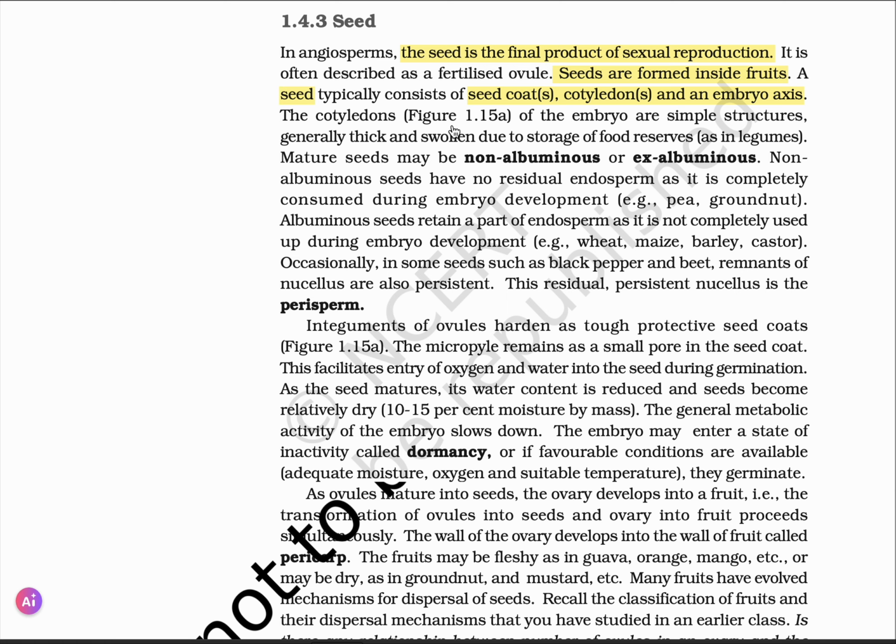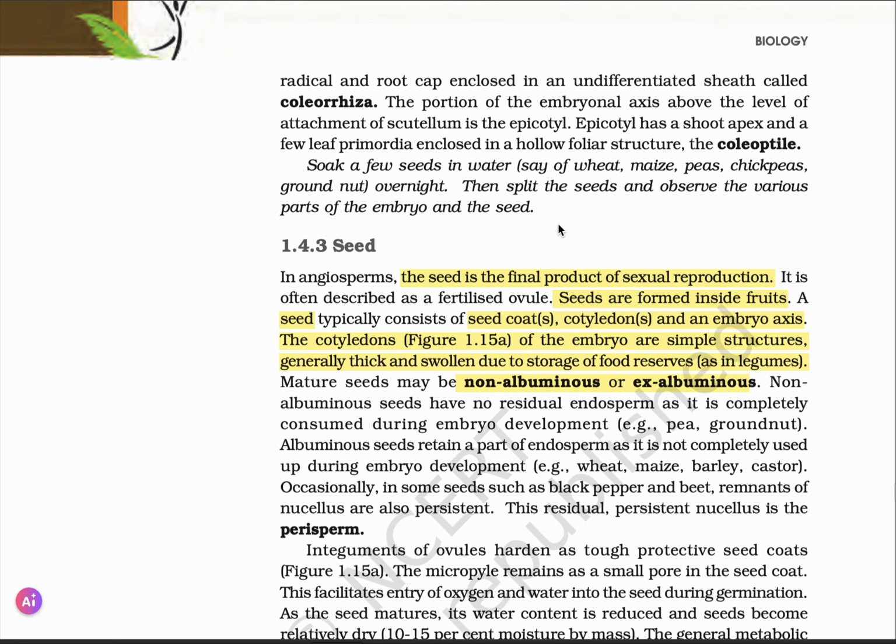Then the cotyledons of the embryo are simple structures, generally thick, swollen due to food reserves. So we could remember that as well as in legumes. The cotyledons in the embryo are simple structures, thick, swollen due to the storage of food reserves, and some are non-albuminous or exalbuminous, which means they have no endosperm. Examples: pea, groundnut and beans.